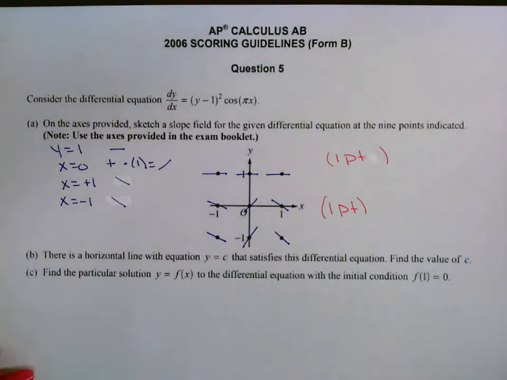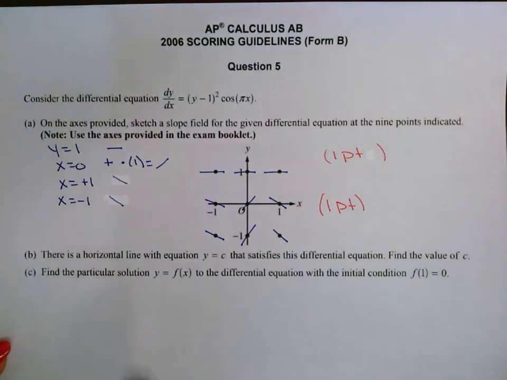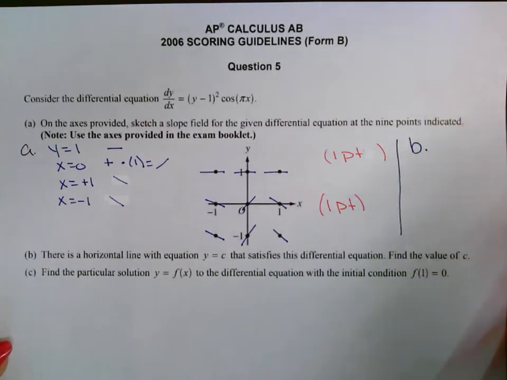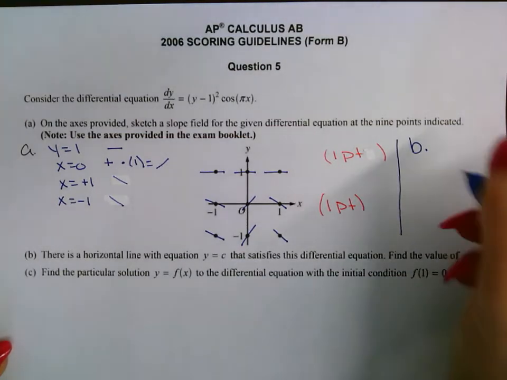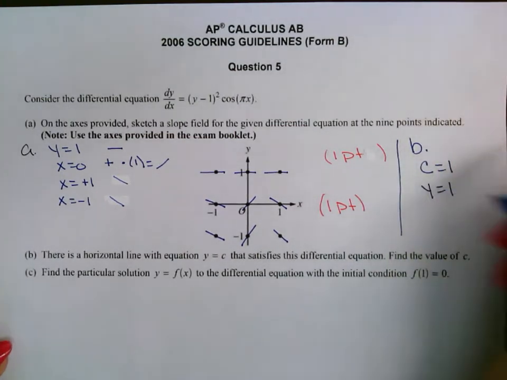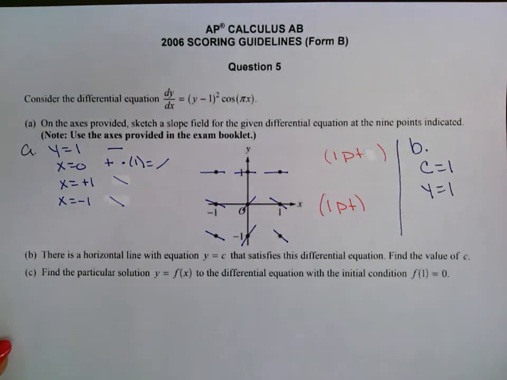Okay. So moving on to B, it says there is a horizontal line with equation y equals c that satisfies this differential equation. Find the value of c. I'm going to put B up here because B is literally this easy. Where do you see a horizontal line there? Good. So what does c equal? Yeah, you could put c equals 1 or you can put y equals 1. That was an easy one. That's 1 point.